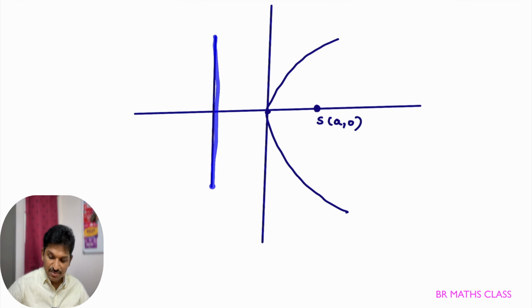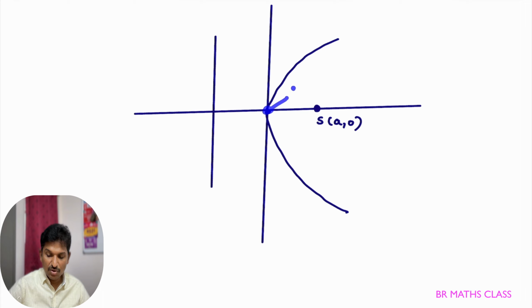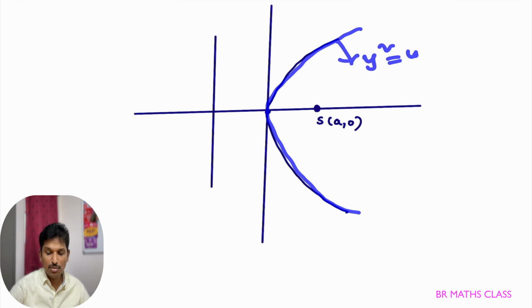Directrix. The directrix is parallel to the y-axis. As it is parallel to the y-axis, its equation starts with x equal to. It is at a distance of a units from the origin towards the left side. That's why we write x equal to minus a. So the equation of the directrix is x plus a equal to 0. The vertex of this parabola is (0, 0). As this parabola opens towards the right side, the equation of this parabola is y square equal to 4ax.